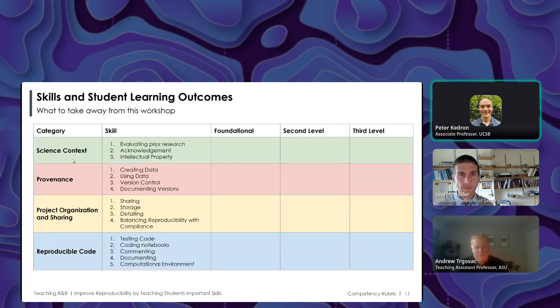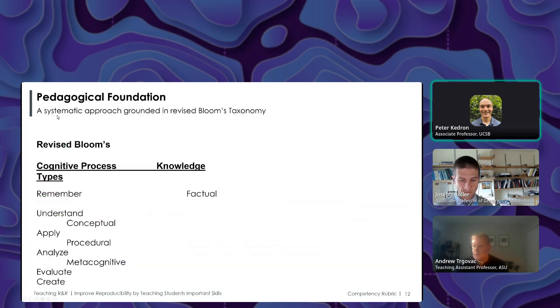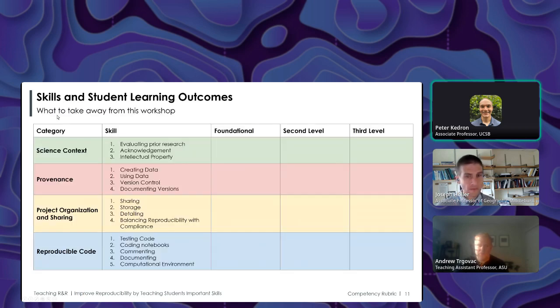And just to give you a sense of what those different skill sets are, within each of these, we have a number of different major skill categories, right? So for instance, in this provenance category, where we want people to learn about recording data provenance, we have the capacity to create data, the capacity to use data, the skill with using version control, and then also documenting the different versions they do. So within these, there are many different sub-skills that match to these competencies.